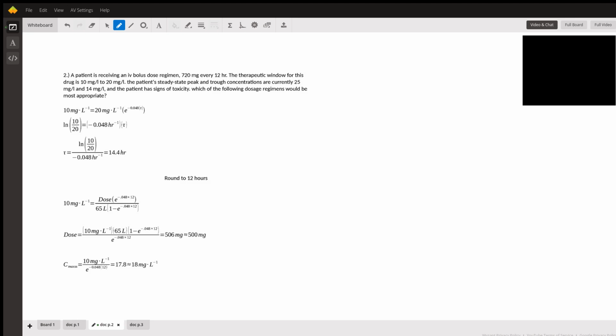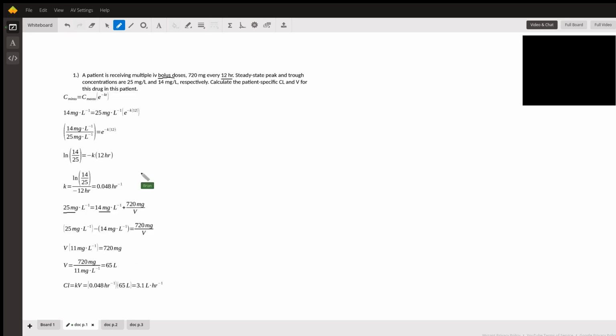I will recommend what I think would probably be an appropriate dosage recommendation based on this. So this patient here is actually the same patient from the previous question. So I'm going to skip a little with the calculations.